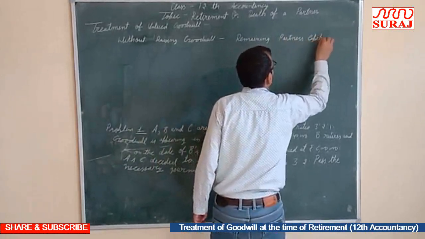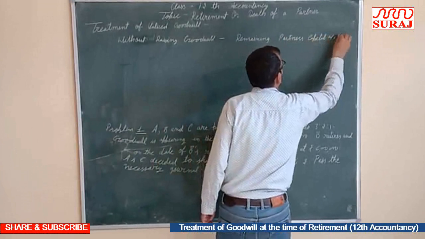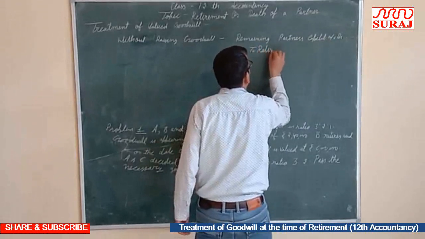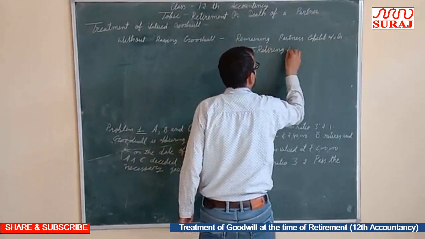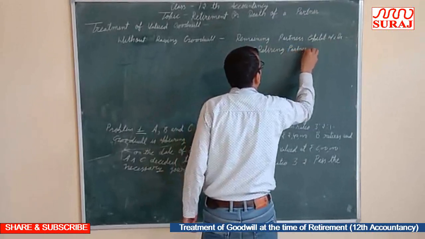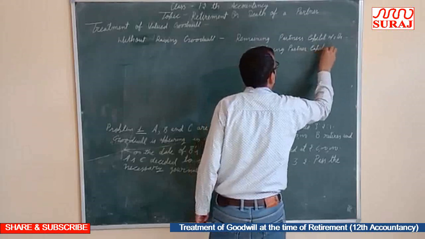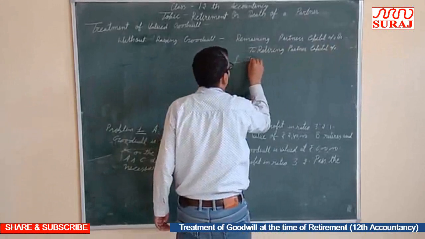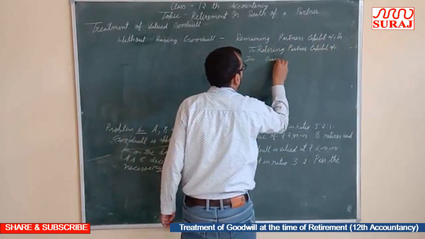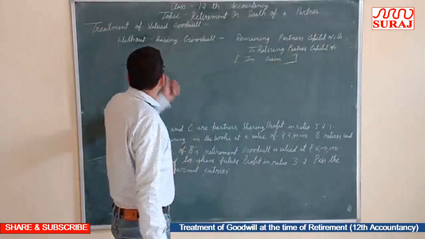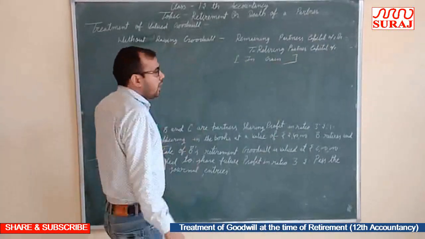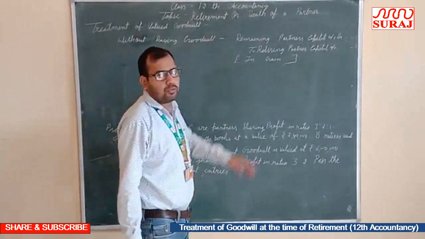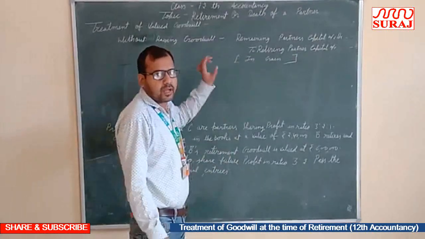Without raising goodwill account, the treatment is: remaining partners' capital account debit to retiring partner's capital account, in gain ratio. If the question does not specify, you should give preference to without raising goodwill account.